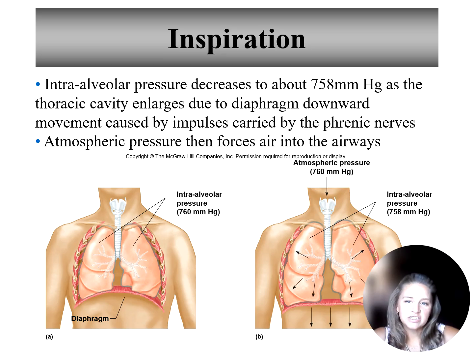Intra-alveolar pressure decreases to about 758 millimeters of mercury as the thoracic cavity enlarges. So as we breathe, as it expands, this means that the air is just going to go in by itself because it always goes down its concentration gradient. And this is regulated by the phrenic nerve. We'll talk a lot about the nerves that are responsible for these processes in a minute.